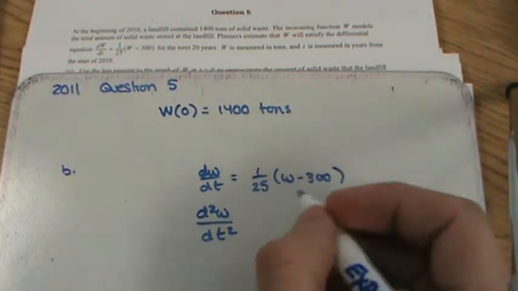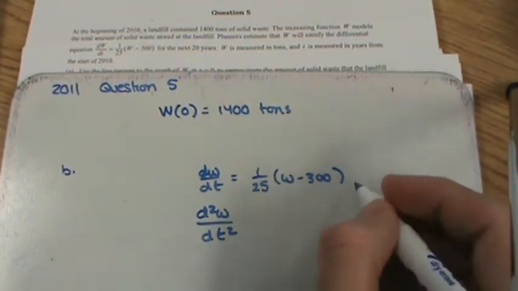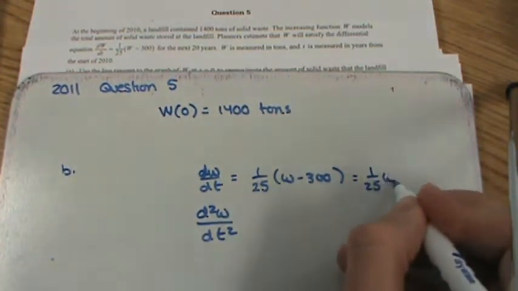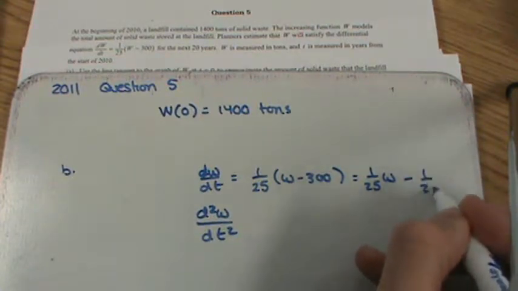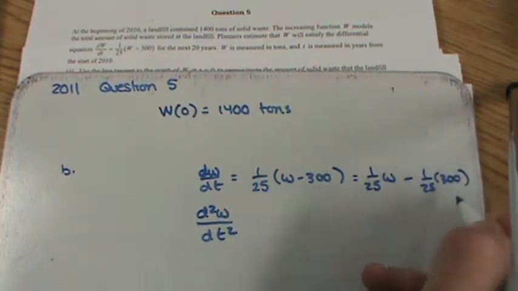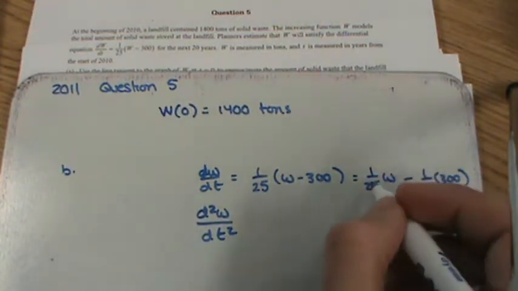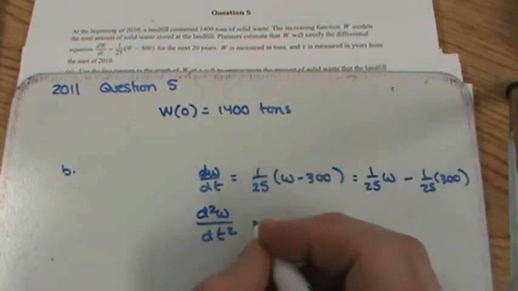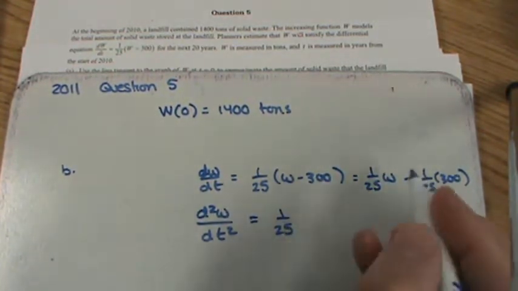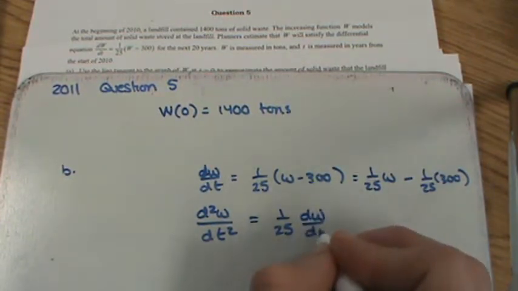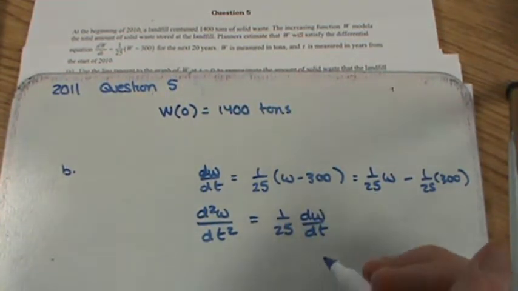So when you do the derivative, we're actually going to use implicit differentiation. And it may be easier for you to distribute this. If you rewrite it as 1 over 25 W minus 1 over 25 times 300, you take the derivative of 1 over 25 times 300, you get 0. That's just a constant. The derivative of 1 over 25 times W is 1 over 25. But we don't know the derivative of W because we're dealing in terms of T, so we're going to do dW over dt again, just like we do with implicit differentiation.